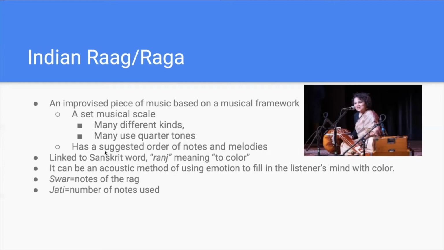This framework also has a suggested order of notes and melodies that are suggested to be included within these songs. The word rag or raga is linked to the Sanskrit word ranj, which means to color, and it can be an acoustic method of using emotion to fill in the listener's mind with color. Swar is the notes of the rag, and jati equals number of notes used.